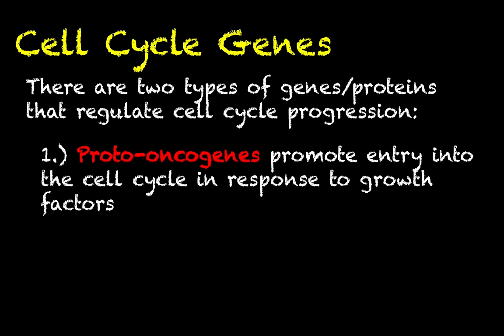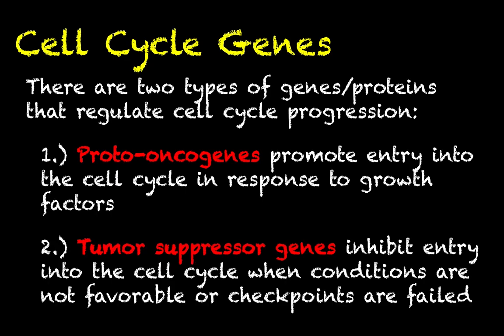You have proto-oncogenes. These are proteins that help to promote entry into the cell cycle in response to things like growth factors. So this is going to include not only the growth factor hormones themselves, but growth factor receptors, signal transduction proteins that help to relay the growth factor signal to the inner parts of the cell, and all the proteins that play some role in getting the cell to enter into the cell cycle. A good way of thinking about proto-oncogenes is that these are proteins that have a positive influence on getting the cell to divide.